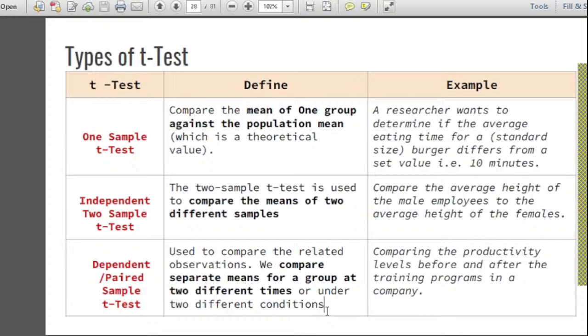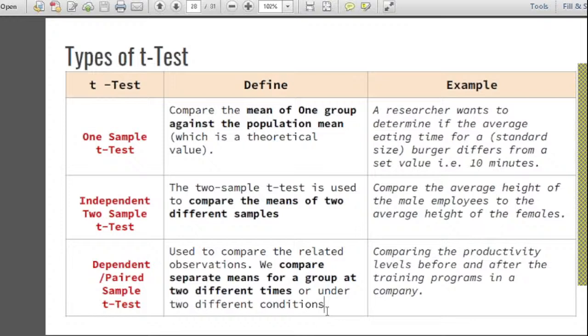So the sample of people remains the same, but it is done before and after. The example on the screen is comparing the productivity levels before and after the training program in a company. The training program was conducted in an organization to improve the productivity levels. Productivity levels were measured before the program, and then they were measured after the program.